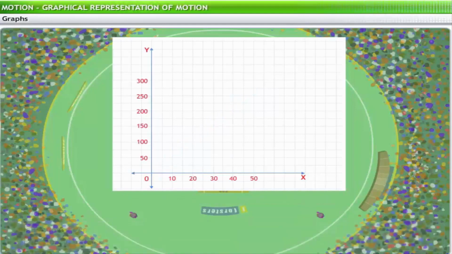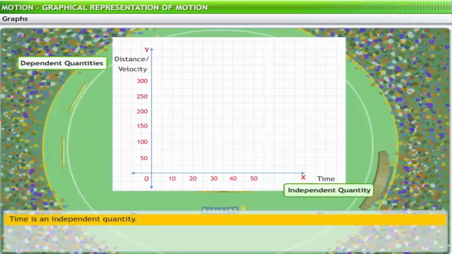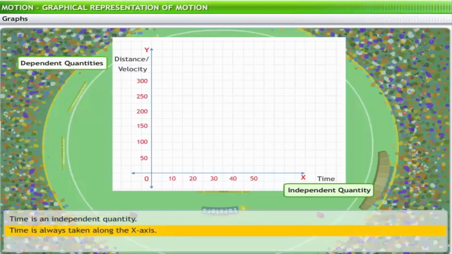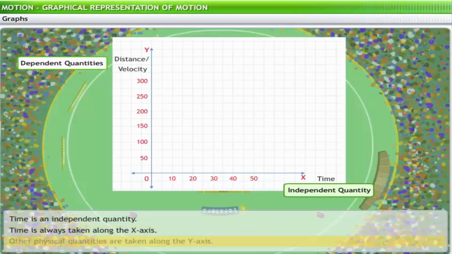In motion graphs too, physical quantities such as distance or velocity show dependence on time, while time is an independent quantity. Therefore, time is always taken on the x-axis and the other physical quantities are taken along the y-axis. You can create graphs in motion by comparing distance, displacement, or velocity to time.